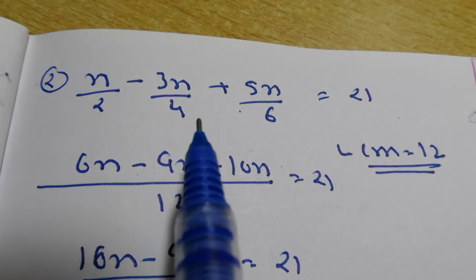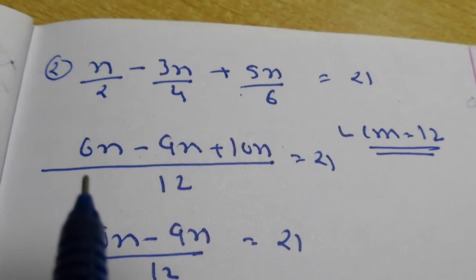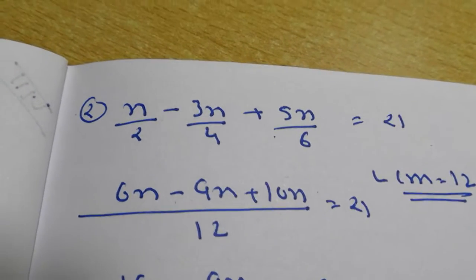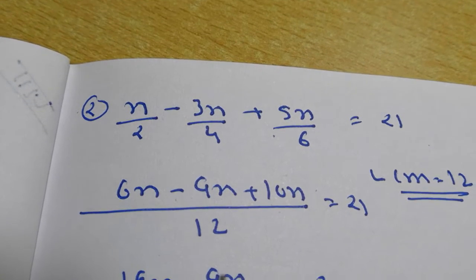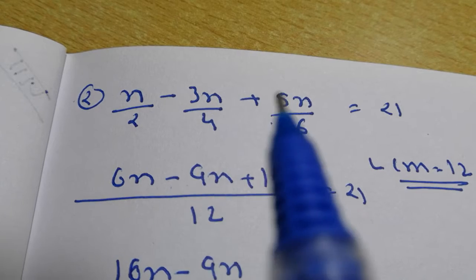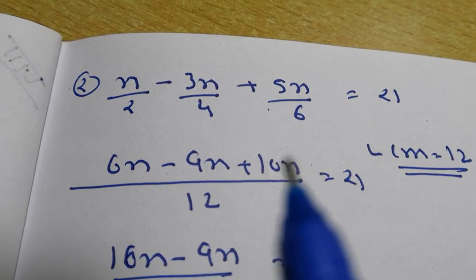n upon 2 minus 3n upon 4 plus 5n upon 6 is equal to 21. Taking LCM on the LHS side. LCM of 2, 4 and 6 is 12. So 2 sixes are 12, so 6 into n is 6n. 4 threes are 12, so 3 into 3 is 9n. 6 twos are 12, so 5 into 2 is 10n.